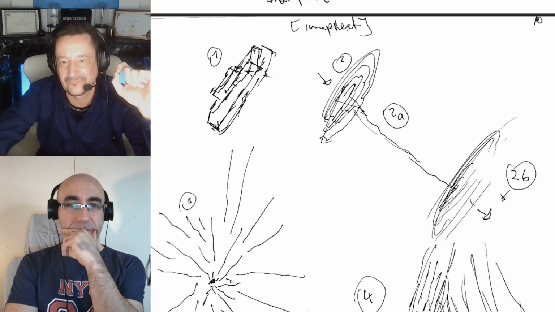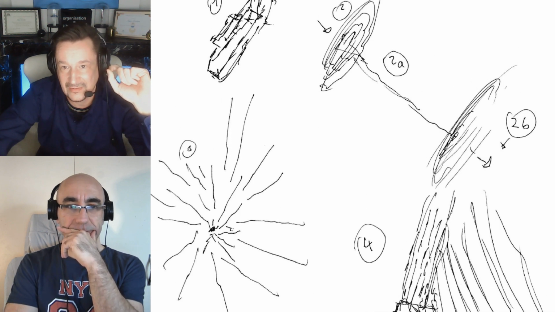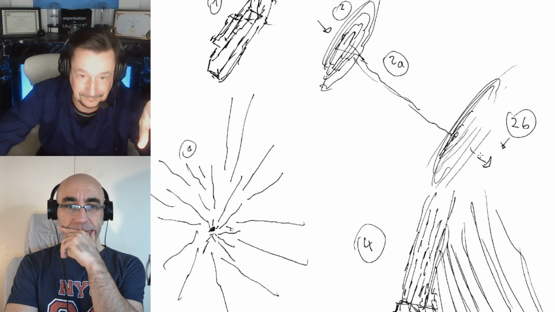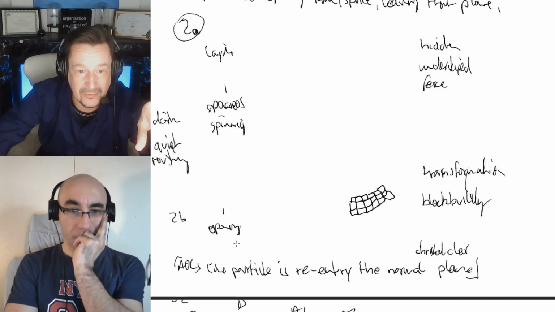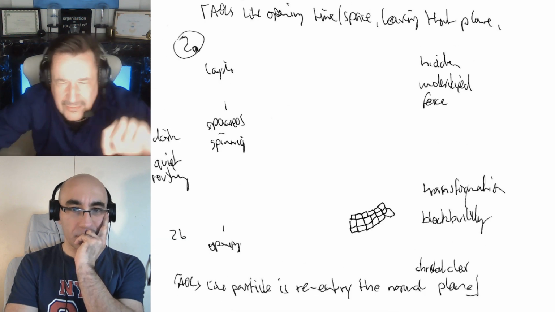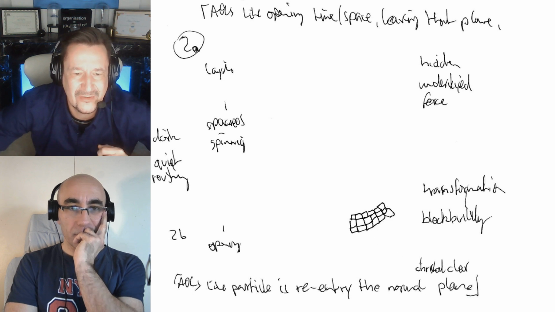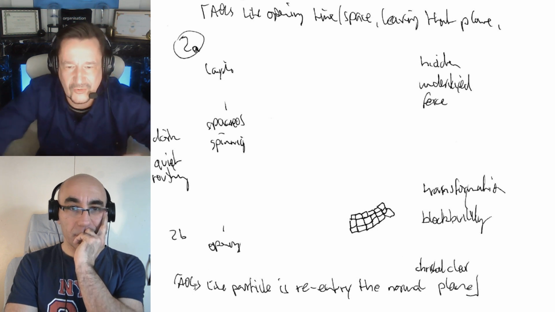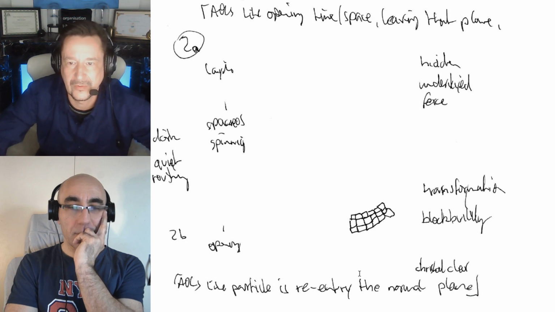The second one felt like a kind of portal again. It was like this one is going here and disappears here and appears here. 2A, to be the opening, crystal clear, like a particle as we enter the normal plane. So that is how I expressed it here.